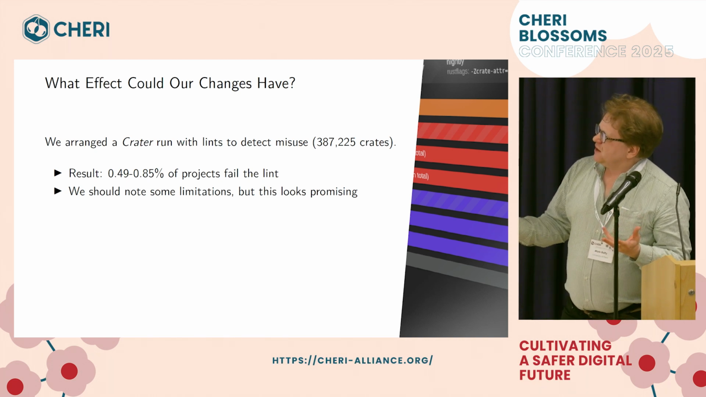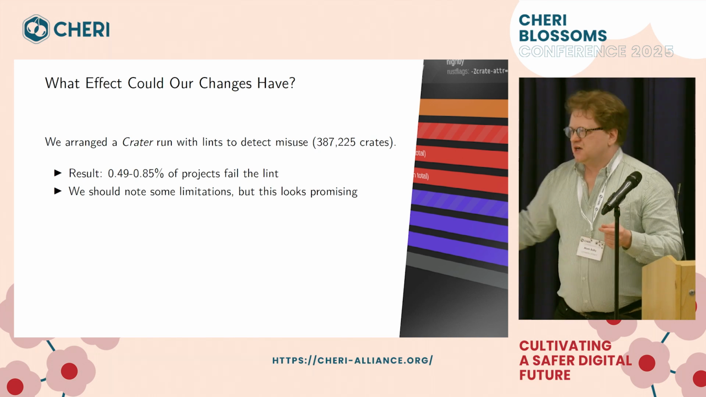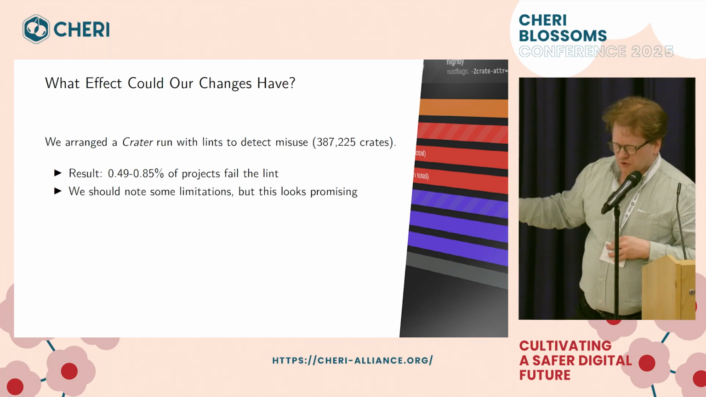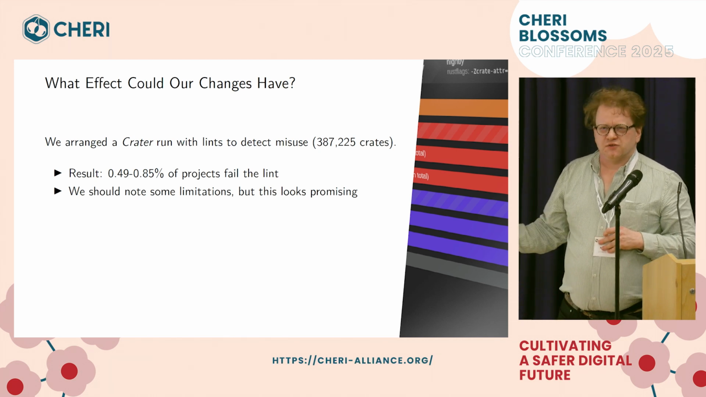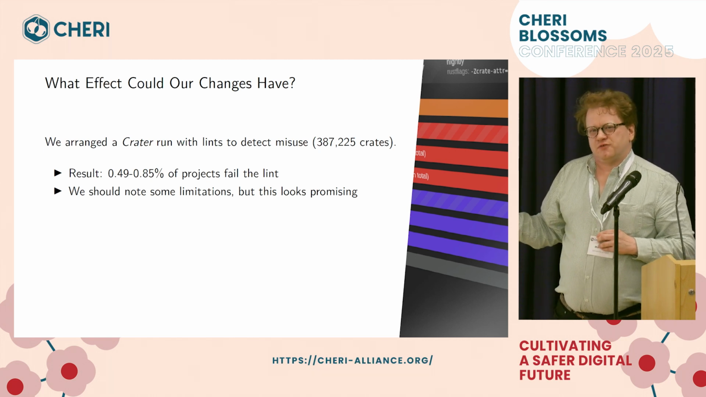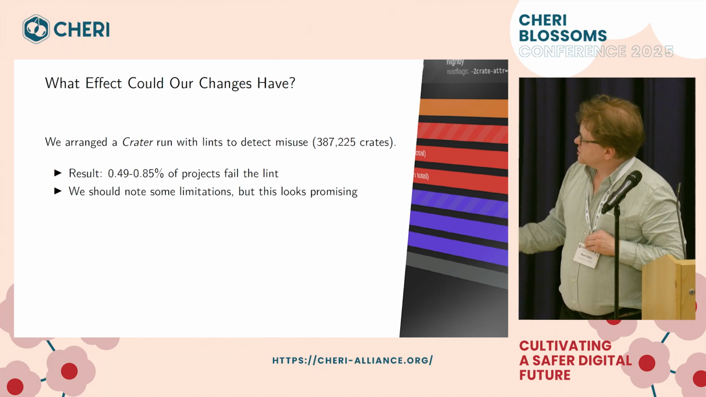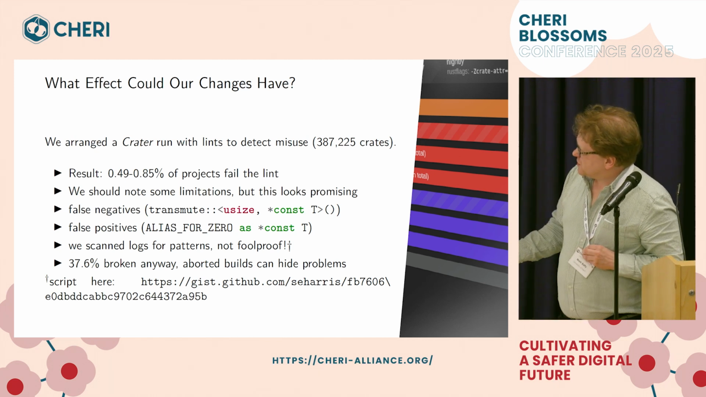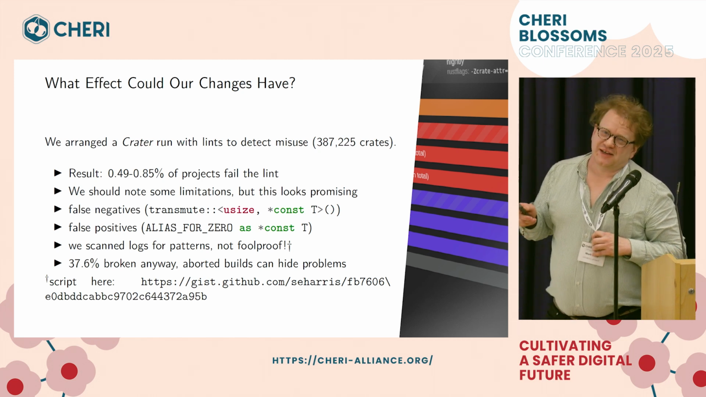And really pleasingly, when we ran that crater run and checked those lints over the code base, the number of times that caused a problem was sub 1%. So the point I wanted to make here, which I think is relevant to everyone, is that the Rust code base is a source of code that, for the most part, won't fire CHERI protection faults. It's already written in a memory-safe way. So this is a very nice observation. We had false negatives and false positives. This analysis was not perfect. And about 40% of the code was broken and wouldn't build.